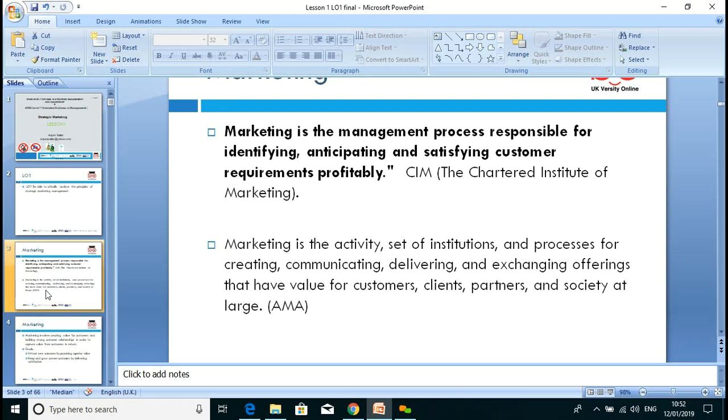Marketing is a management process. So what is marketing? Marketing is a management process responsible for identifying, anticipating, and satisfying customer requirements profitably. That is according to CIM, the Chartered Institute of Marketing. In the world, the 2 biggest institutes are CIM and AMA, the American Marketing Association. Marketing is the activity, set of institutions, and processes for creating, communicating, delivering, and exchanging offerings that have value for customers.